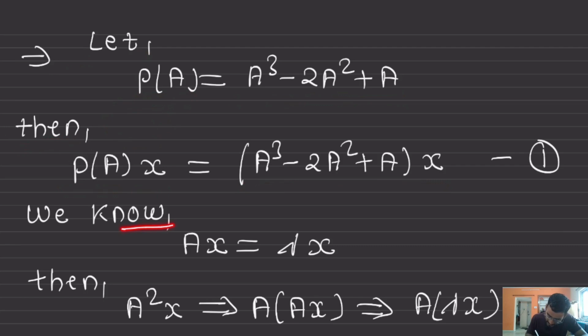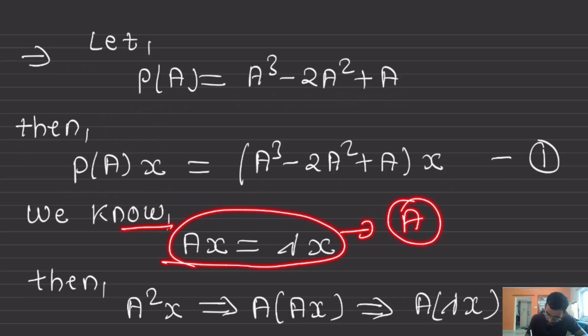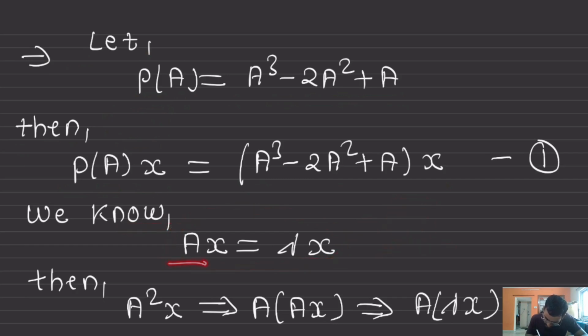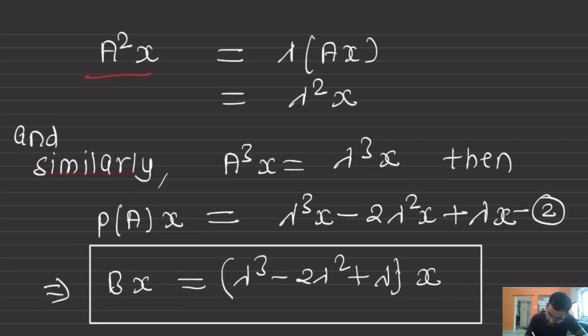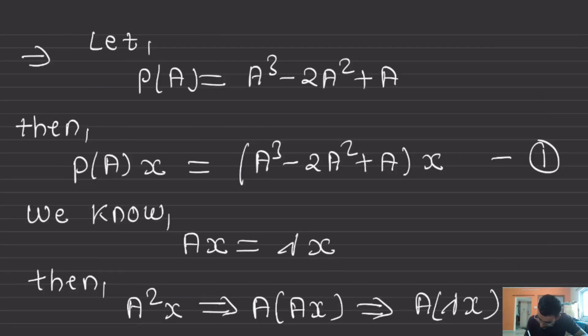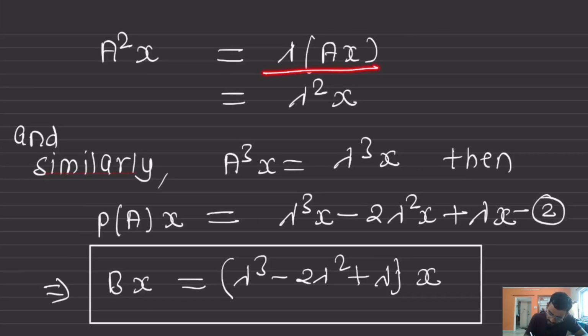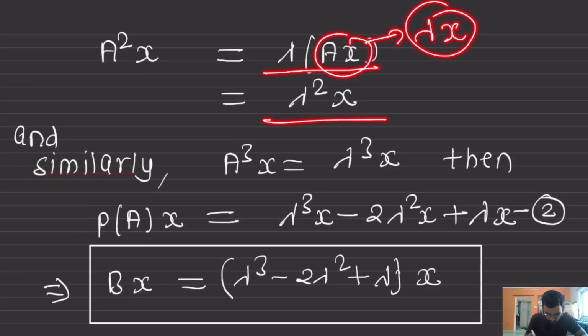We know that Ax is equal to lambda x. This is the eigenvalue equation of A. If we see A squared x, then A squared x can be written as A into Ax, and then Ax is equal to lambda x, so A into lambda x. Okay, then A squared x can be written as, if we take this lambda outside and A inside, lambda into Ax. Okay, lambda into Ax, but Ax is equal to lambda x again, then this can be written as lambda squared x.